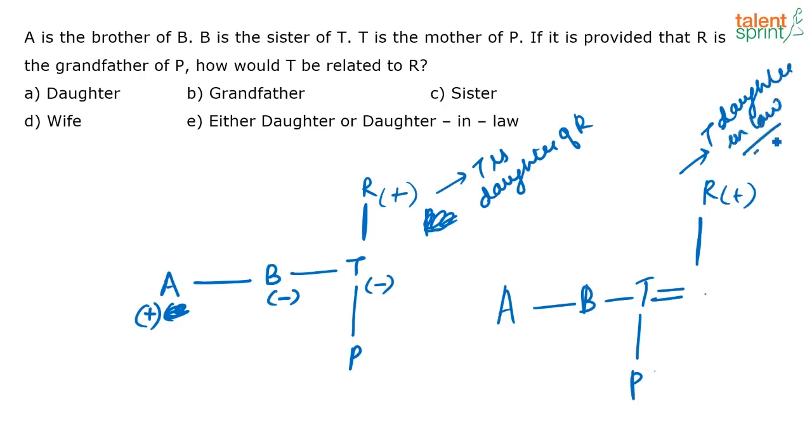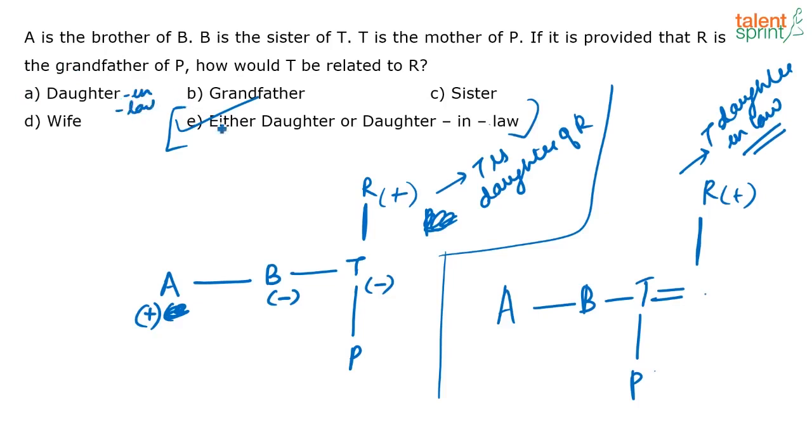If you look at the options, there is an option which says either daughter or daughter-in-law. So we should take E as the answer. Two possibilities are there. So the correct answer here will be option E. See, if option E itself was not given, you could say it has to be daughter from the given information. Similarly, if they had given daughter-in-law here and option E was not there, again you will take daughter-in-law because from the given options A, B, C, D, it has to be daughter-in-law.